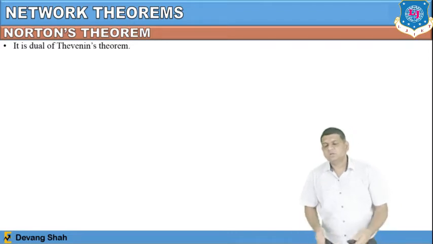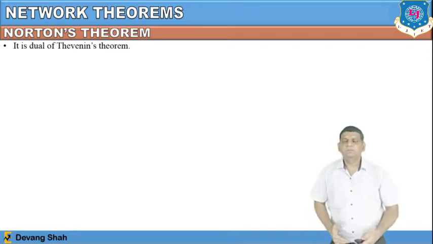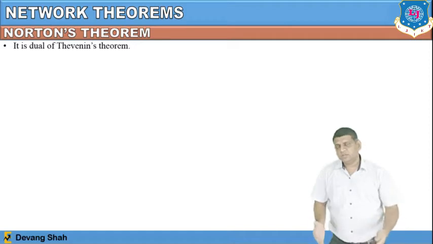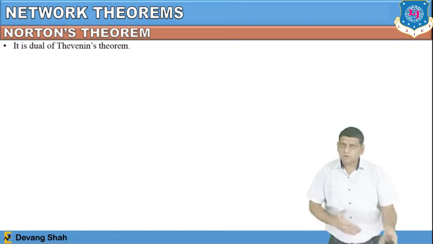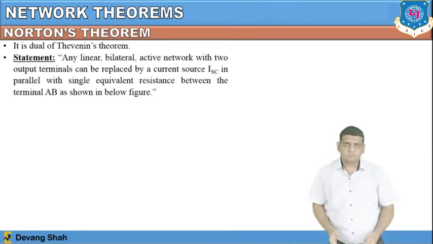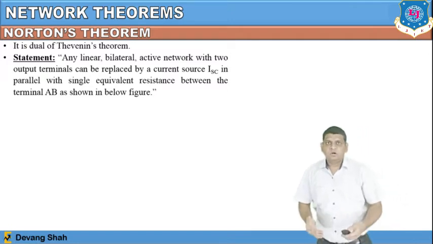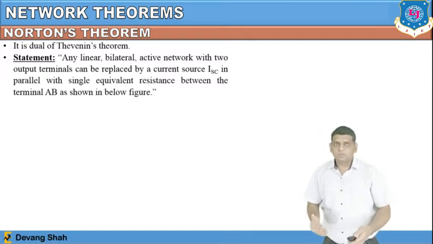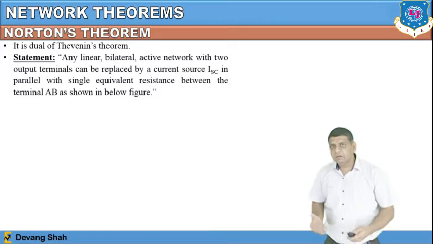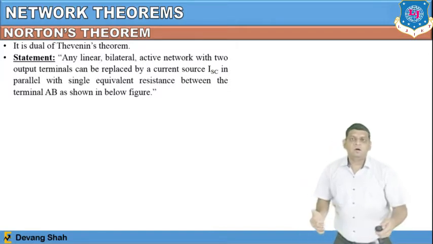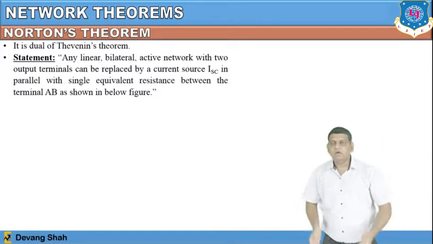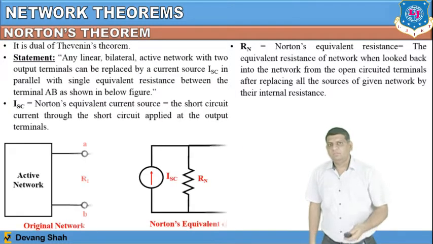First we'll start with the Norton theorem. It is the dual of the Thevenin theorem, so if you know the Thevenin theorem, you will be able to understand the Norton theorem. Now, what is the statement? Any linear bilateral active network with two output terminals can be replaced by a current source, called the short circuit current source (ISC), in parallel with a single equivalent resistance between these terminals A and B, as shown in the figure.